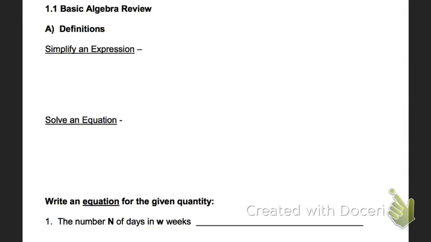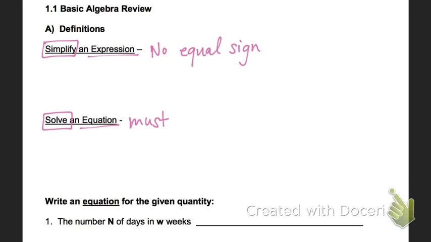So when I say that I am simplifying an expression versus solving an equation, first of all, an expression has no equal sign. So the word simplify always goes with an expression, and the word solve always goes with an equation, because an equation must have an equal sign. And so when you're simplifying, the entire goal is that you're wanting to reduce to its simplest form.